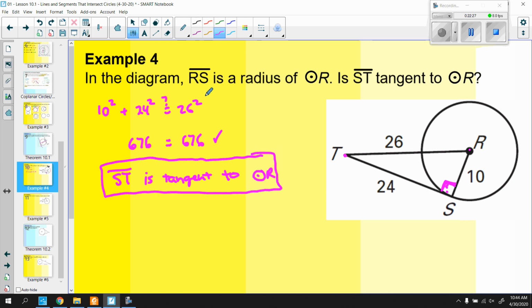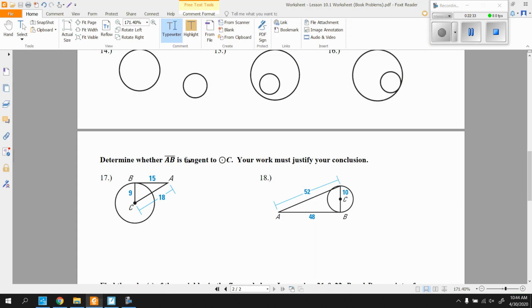And I've got some work to justify it. Okay, don't just say this. You can see it right on the homework as I say it. Determine whether it's tangent to circle C. Your work must justify your conclusion. The one that's tricky, and this is one of the main reasons I'm doing this right here. This, let's see if I can do this on here.